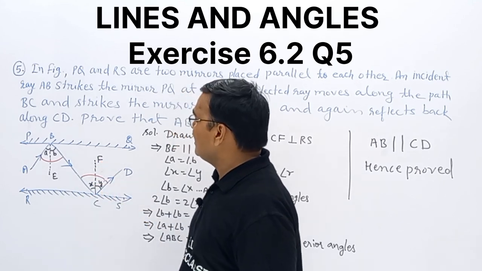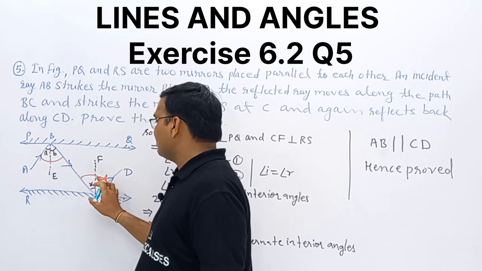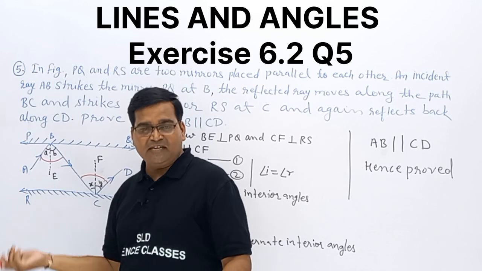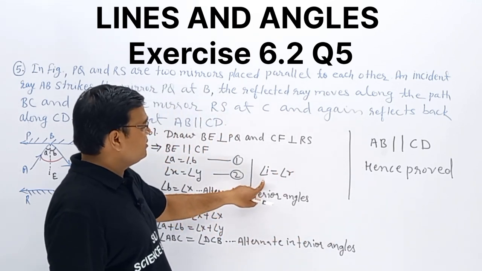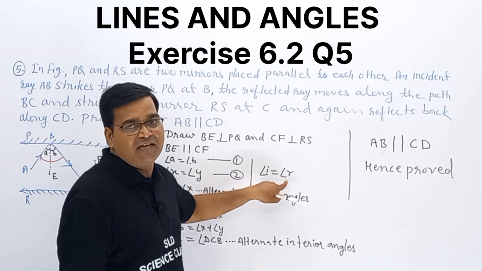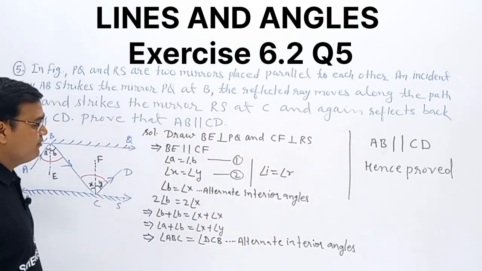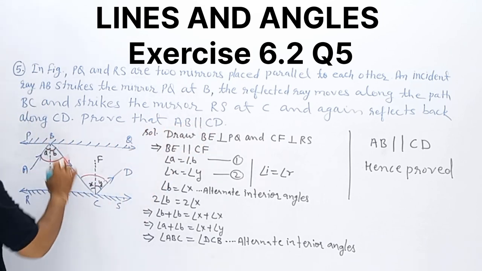So finally, we assumed this is A, this will be B, this will be X, and this will be Y. Then we can say incident angle will equal reflected angle. We know this well: in science we studied reflection, the laws of reflection. Incident angle equals reflected angle. So we can say angle A equals angle B, angle X equals angle Y. Now we want to prove whether AB is parallel to CD or not.